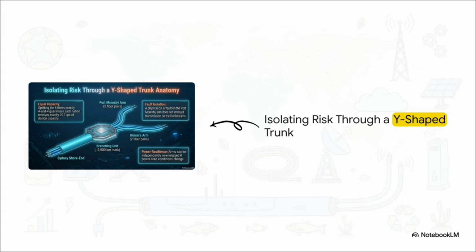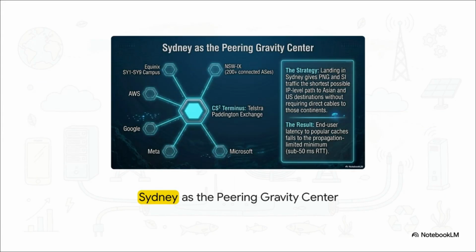A physical cut on the Port Moresby arm will not interrupt data transmission on the Honiara arm, and power feeds can be independently re-energized. It's brilliant engineering. The final piece of the architectural puzzle here is the routing strategy.